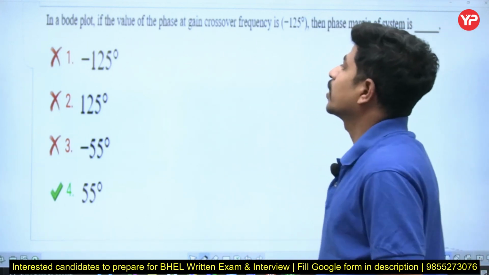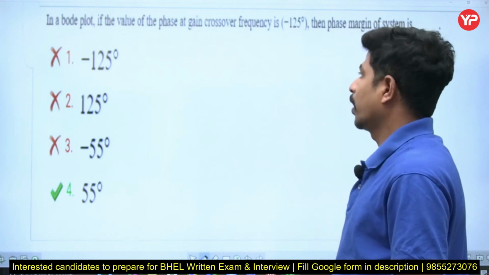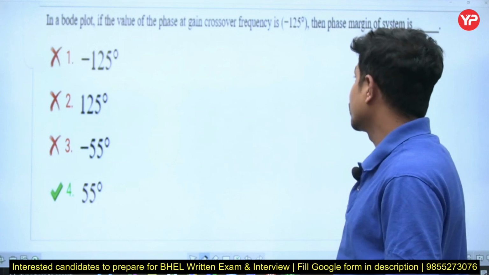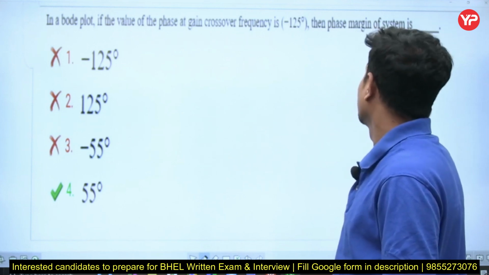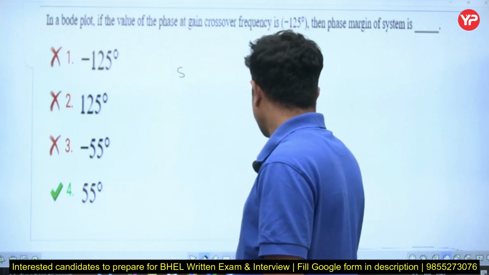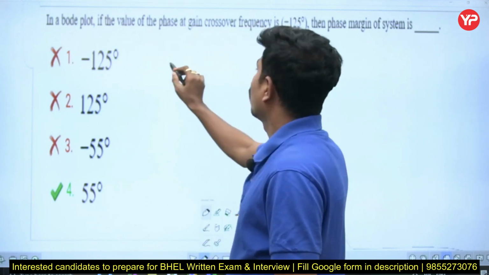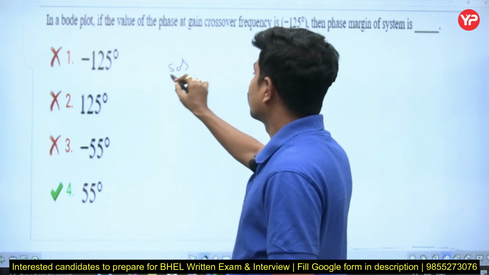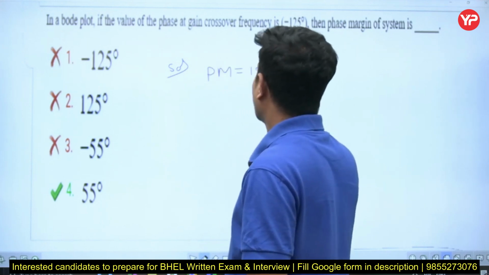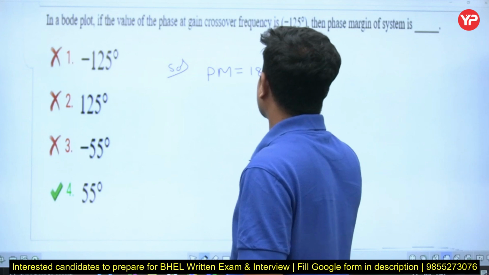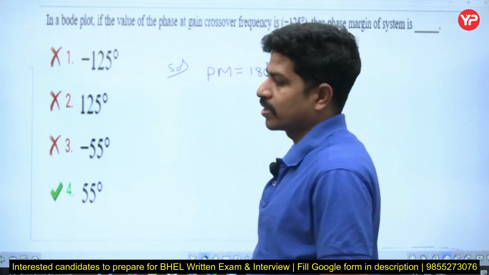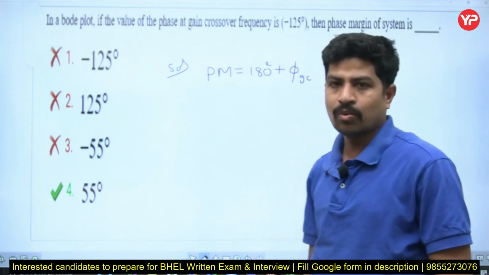The very first question is, in a Bode plot, if the value of the phase at gain crossover frequency is minus 125, then what is the phase margin? Phase margin formula is very simple. Phase margin is 180 plus phi GC. Now let's understand what is this phi GC.